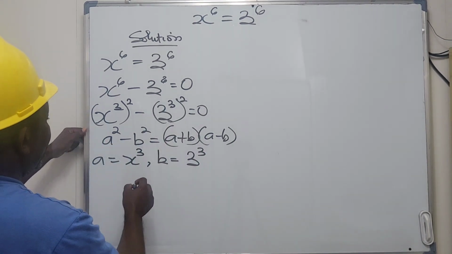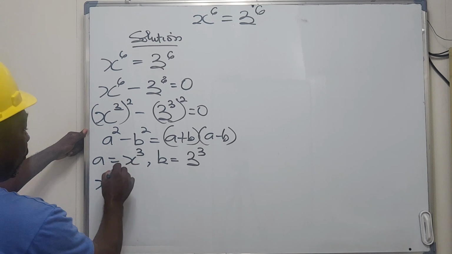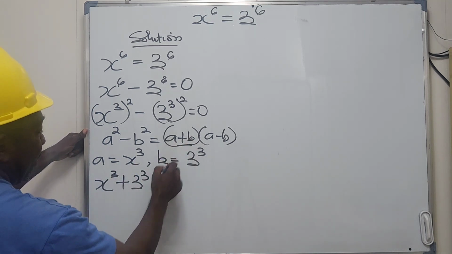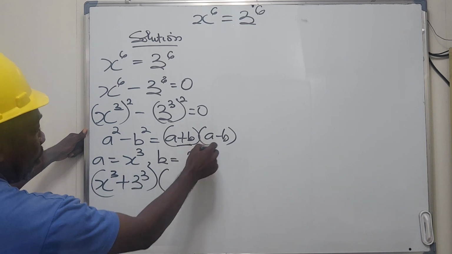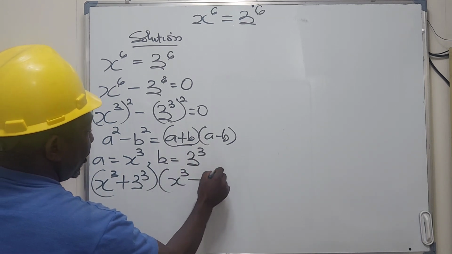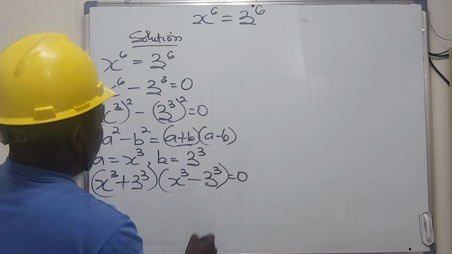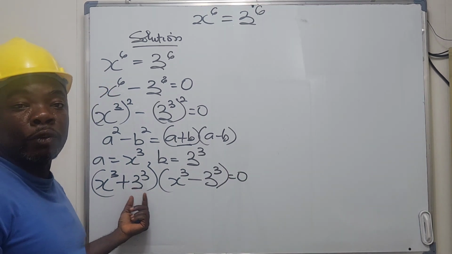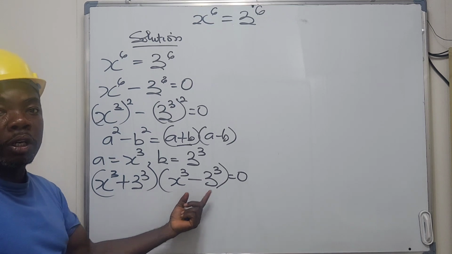So this will become x to the power of 3 plus 3 to the power of 3. That is for this parenthesis. Then we have the second parenthesis as x to the power of 3 minus 3 to the power of 3, all equals 0. So here we can see that either the first one equals 0 or the second one equals 0.